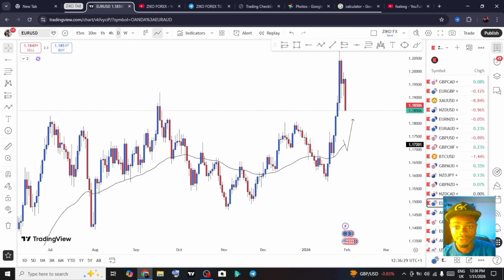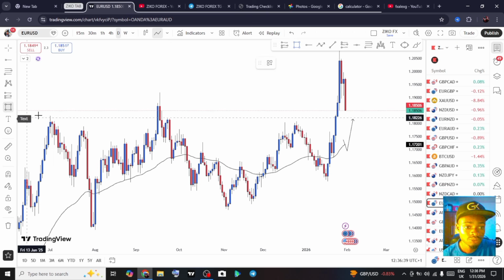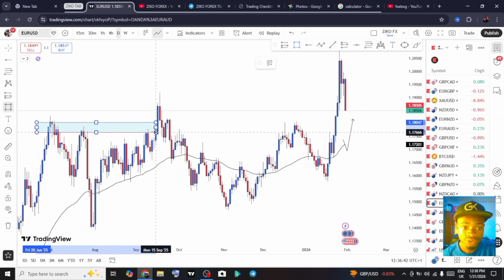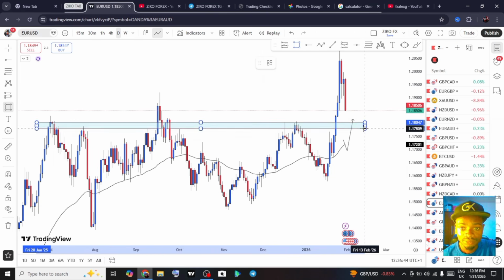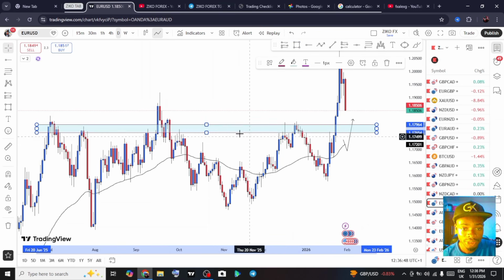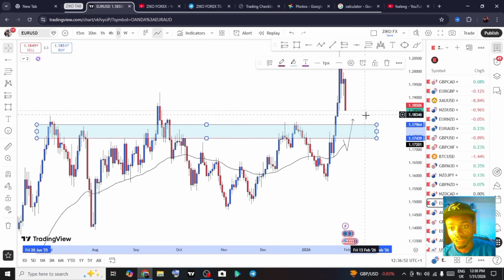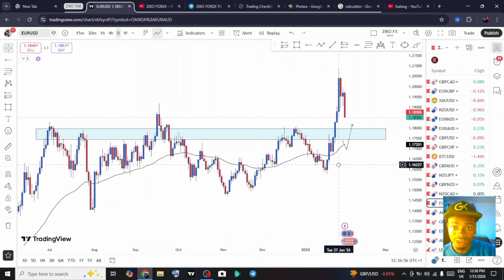Euro USD. All right. So let's see. Euro USD. We'll be looking for buys on this market. Daily time frame. We are going to be using this as our area of interest, right? I'm going to expand this area of interest a little bit more. All right. I'll be using this as the area of interest on the daily time frame on Euro USD.